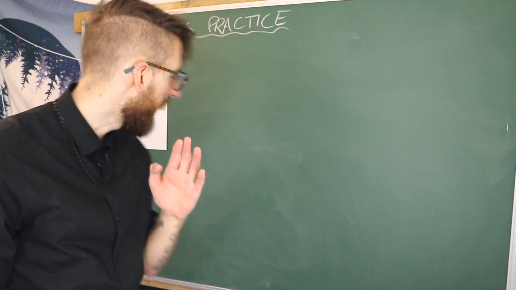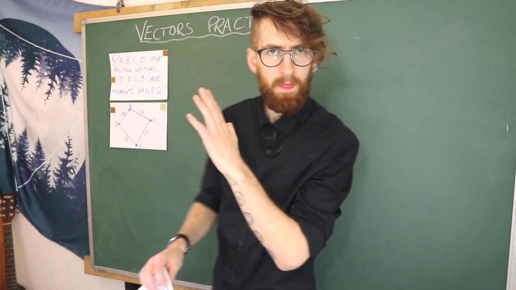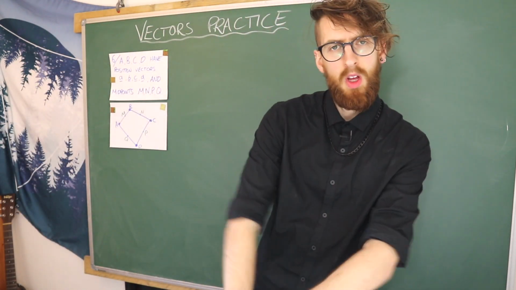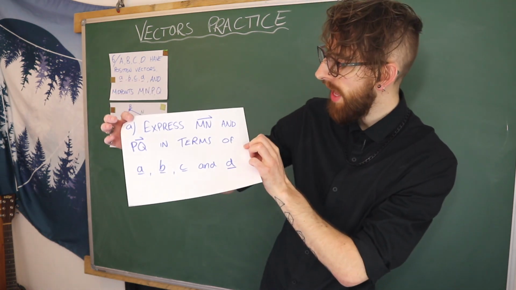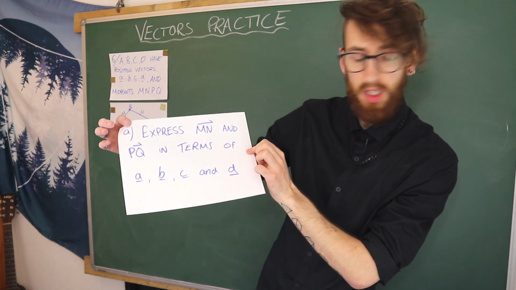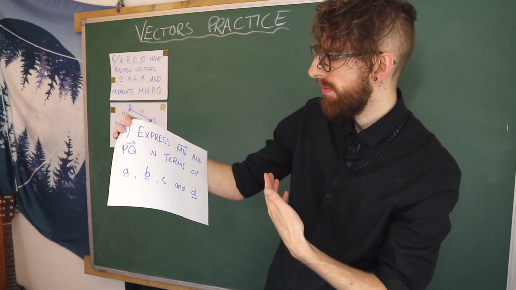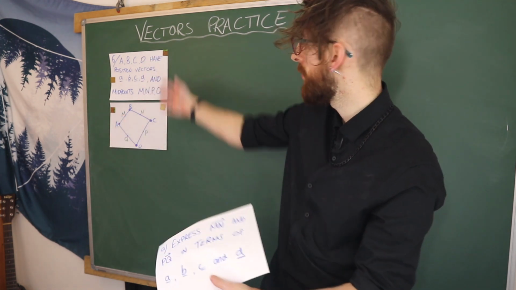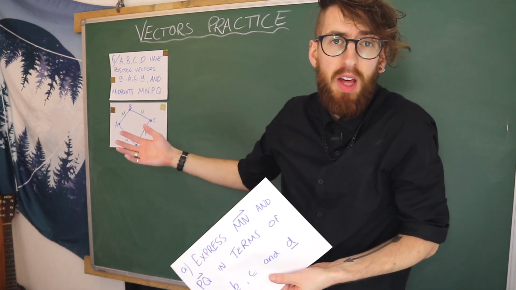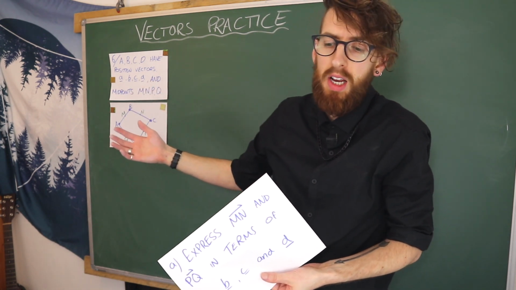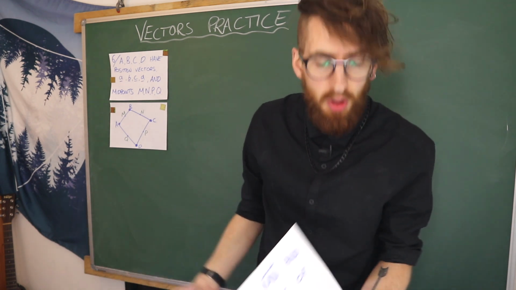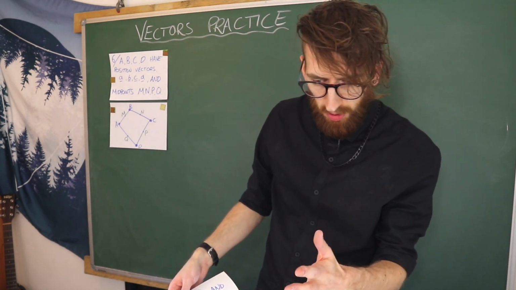Now for the actual question. That's our information. Question is, express MN and PQ in terms of A, B, C, and D. We don't have to use all A, B, C, and D, probably not, but we've got no numbers. We're actually doing maths without numbers, which is the typical thing that people say, like, how's that maths? There's no numbers anyway.